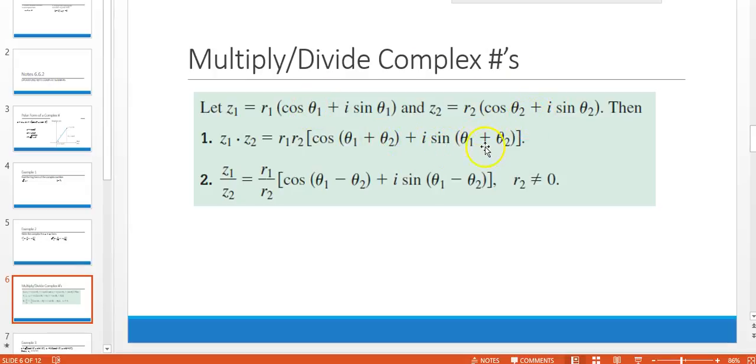And then it's that same answer in both places. So you only have to add the two angles from the two complex numbers once, and then use that theta value twice in these two locations, basically. So to recap, to multiply two complex numbers, multiply the r values, add the angles. That's it. So let's look at an example.